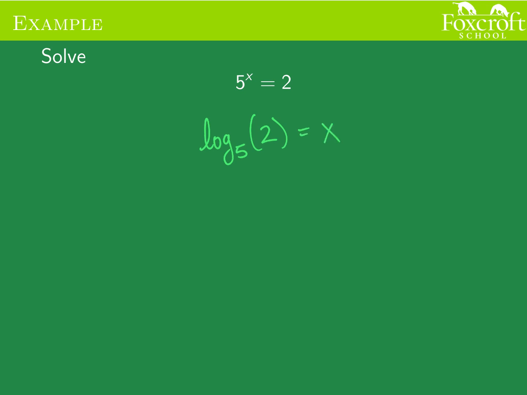All right, so this is the idea of using the inverse property. You can switch from exponentials to logs. And in this case, it just happens that once you do that, you're basically done. You get your answer for x.